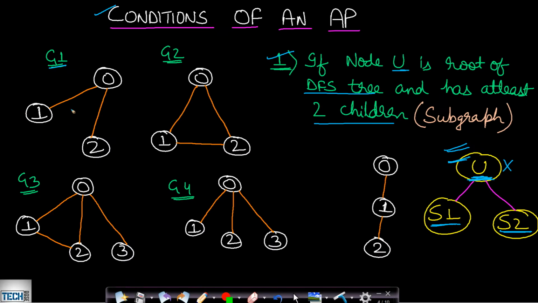Well, I have given some graphs. If you look at graph 1 and if we consider just node 0, then how many children are there for this node 0? Node 0 has two children, and this node 0 is the root node. Therefore, this node 0 will be an articulation point.